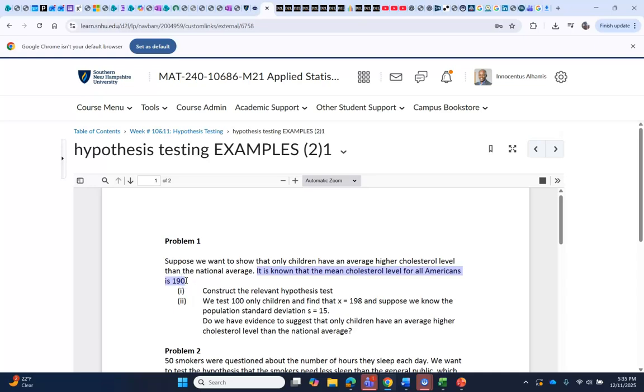And that is our null hypothesis. The alternative is what we want to show. In this case, you can see that we are dealing with the average, and it says we want to show that only children have an average higher than the national cholesterol level. So the alternative hypothesis is focusing on something higher.